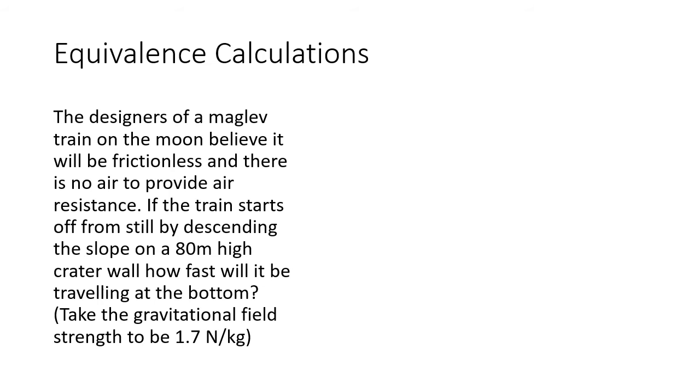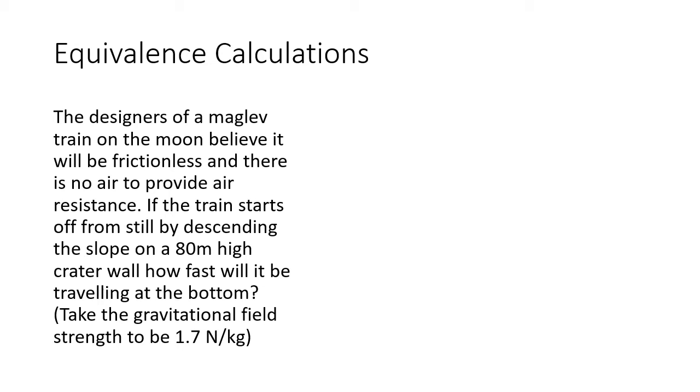Right. I made up a silly question. It is a bit of a silly question, but on board: designs of a maglev train on the moon. Believe it will be frictionless, and there is no air to provide air resistance because you're on the moon. So the train starts off from still by descending a slope on an 80-meter crater wall. How fast will it be travelling at the bottom?